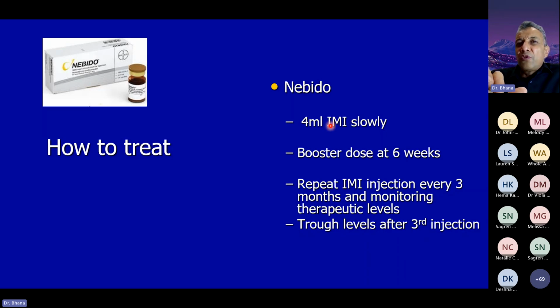So once you've got a client with a low testosterone, with this particular one, you give an injection, then you do a booster at 6 weeks, and then every 3 months. Again, after the 3rd injection, you will do a trough level. You want your worst level.